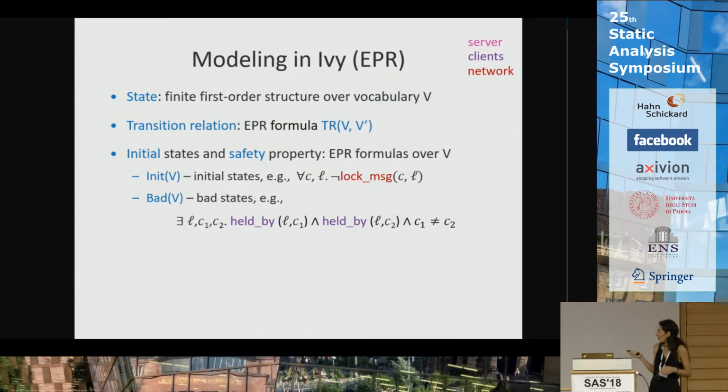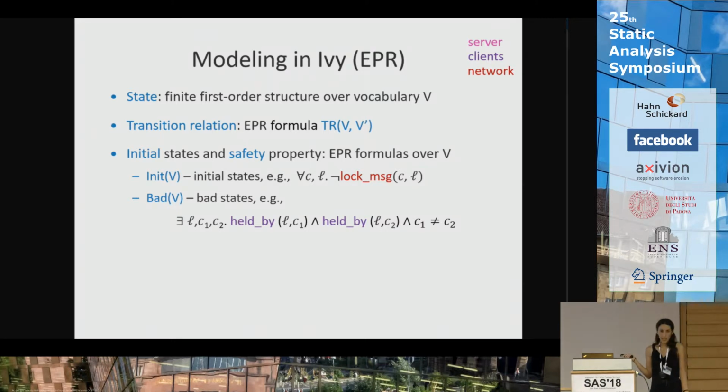For example, in the initial state description, we can say that for every client and lock, initially there is no lock message from the client to the lock. Okay, and so on. We will have to say it for all the relations.